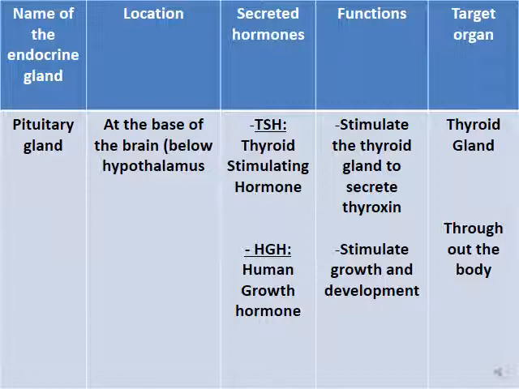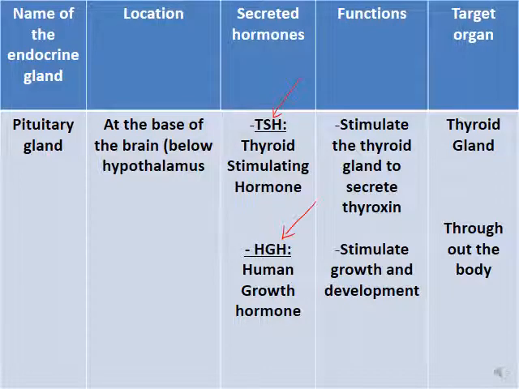We talked about the pituitary gland. We said that it's located at the base of the brain below the hypothalamus. It secretes two hormones, the TSH, thyroid stimulating hormone, and the HGH, the human growth hormone.